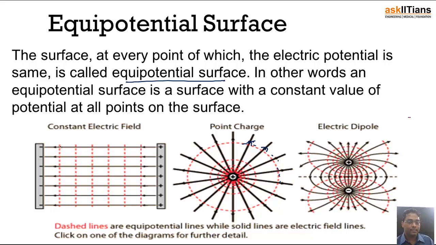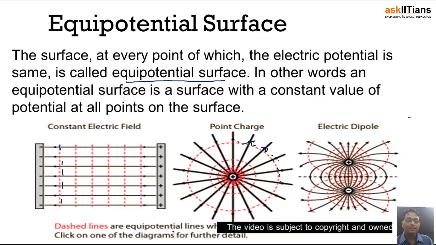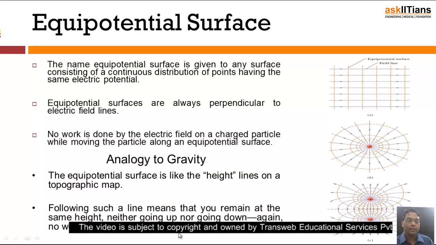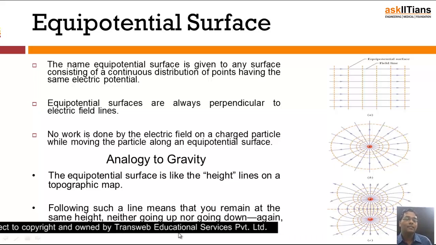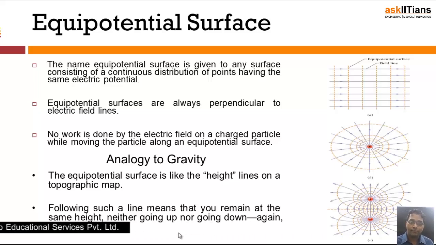So any surface like this, for instance, here it's an equipotential surface, here's a spherical equipotential surface, here's a kind of hyperbolic equipotential surface, and so on. The dashed lines are the equipotential surfaces that we have. So what basically does an equipotential surface actually stand for?